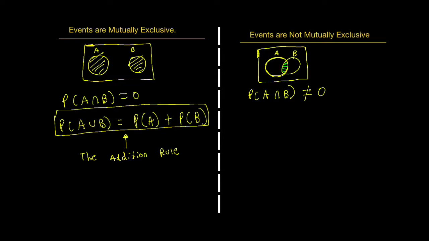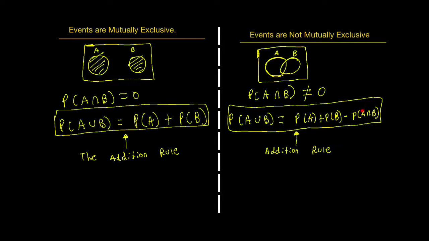Now for this problem, if we wanted to calculate the probability of A or B, we have to be a little bit more careful. Here we can get this probability by adding the probability of A plus the probability of B, and then subtracting the intersection, subtracting the probability of A and B. This would be the addition rule for non-mutually exclusive events. The reason we subtract the intersection here is because we don't want to double count.